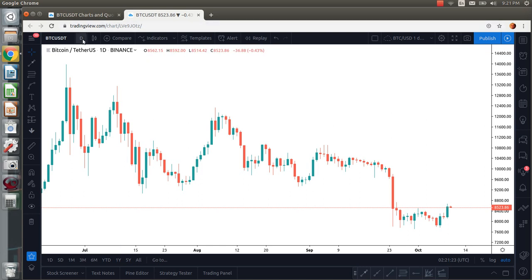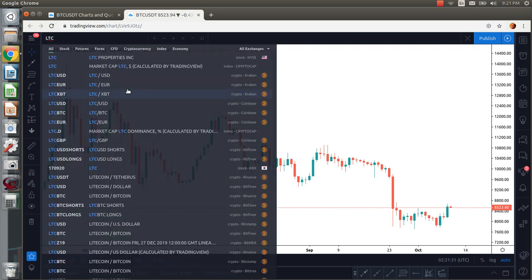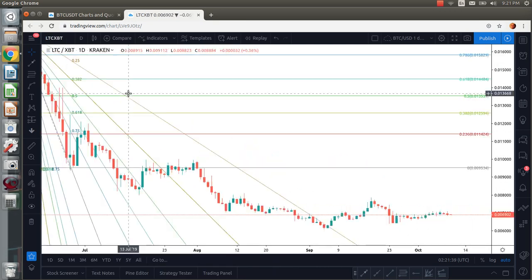So what I'm going to do is go over here now. You can type in another symbol here, like let's say you wanted to look at Litecoin, LTC, and you get this big list of coins to look at. I'm going to go ahead and click one, Litecoin to Bitcoin on Kraken. XBT is Bitcoin. So you can see this is what the chart looks like, the daily chart for Bitcoin on Kraken.